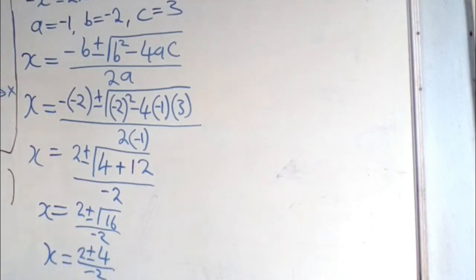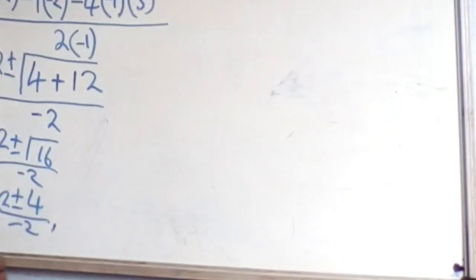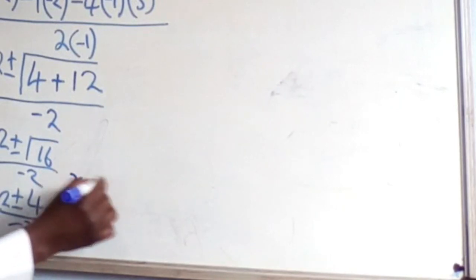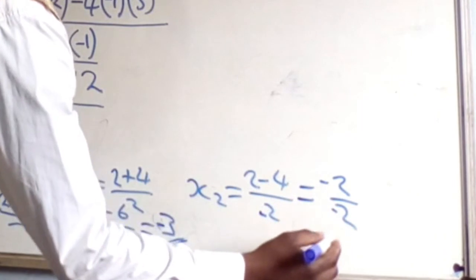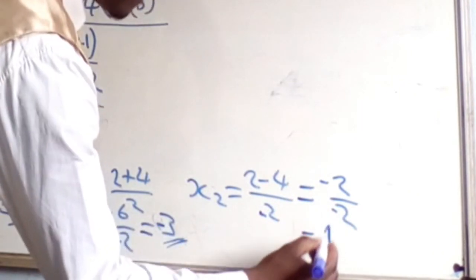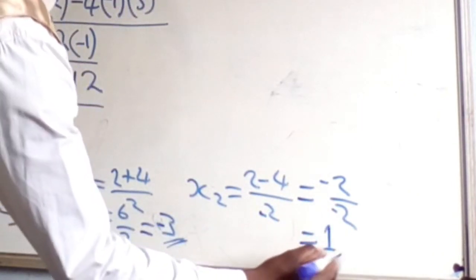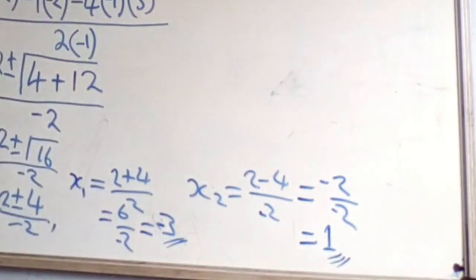There we have two mathematical operations. Like I said, it is a two-way mathematical operation. And as such, from here we are going to have two values of x. There will be x1, which is going to be equal to 2. Hence, this will be 2 divided by 2, which will be 1. So we have a +1 and a -3 for the answers.